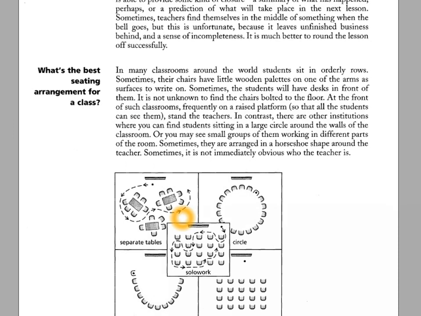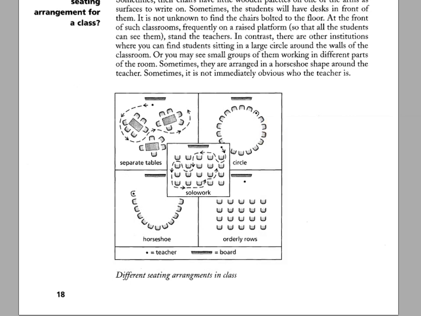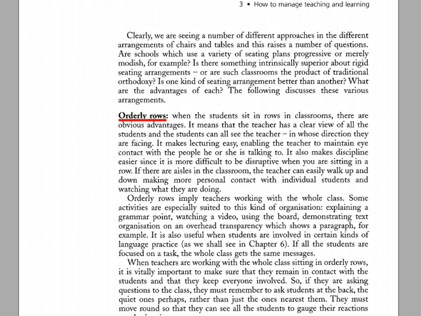Sometimes we put them in groups, sometimes we have solo work, sometimes we have a circle, and sometimes we have the usual rows. Rows are very common for our classes. Horseshoe, you make it like this and you are the teacher sitting here talking to all of them, and circle, you are among them. Every style of seating arrangement has an advantage. That's why you have to understand it.